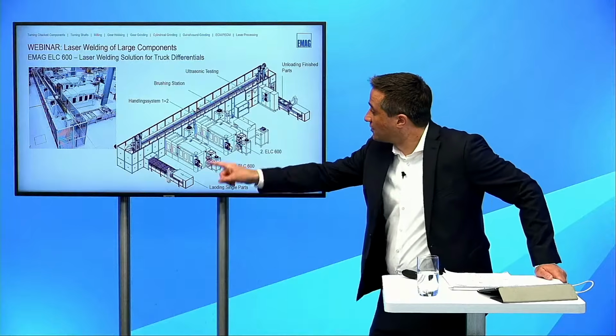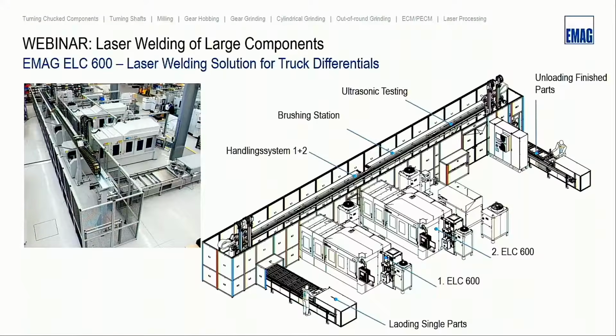We have in front a huge double gantry system, which is also realized by EMAG, so it's our own brand. And this handling system is responsible for unloading the single components, moving them to the several functions, and later on also to the outfeed system. As I mentioned, after the second welding machine, we move the workpiece to the brushing system and then to the ultrasonic system and then out.